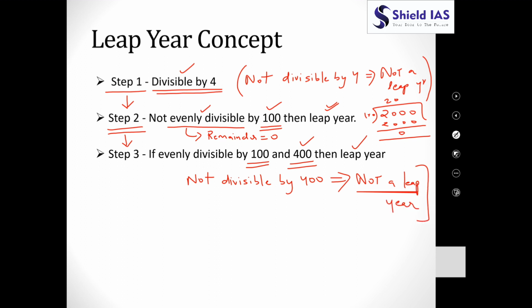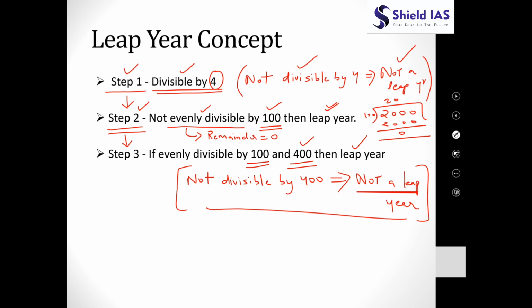Always remember this. Okay, so this is the concept of the leap year, in which, I repeat, in step 1, you have to always check whether the given year is divisible by 4 or not. If it is divisible by 4, you have to go towards step 2. If it is not divisible by 4, you can say it is not a leap year.